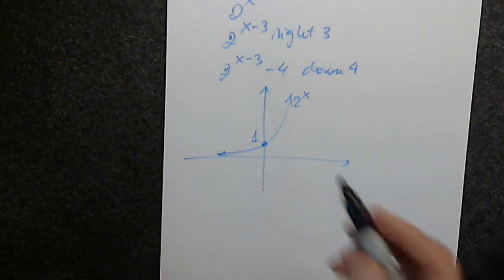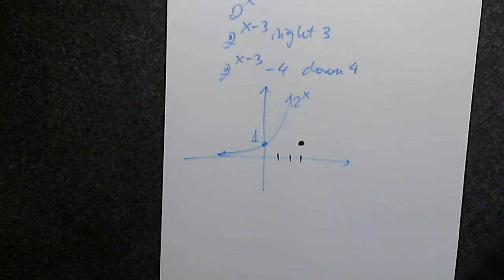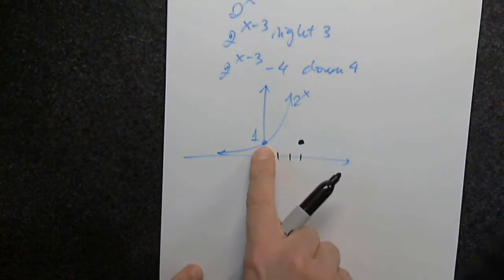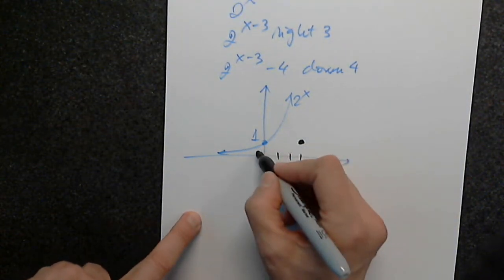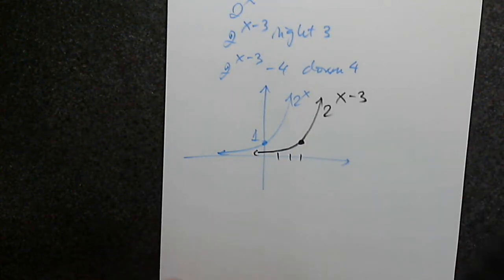Then right 3 means 1, 2, 3. This point moves here. Now this point is at (3, 1). It was at (0, 1), but now it's going to be at (3, 1). So this is 2 to the x minus 3.